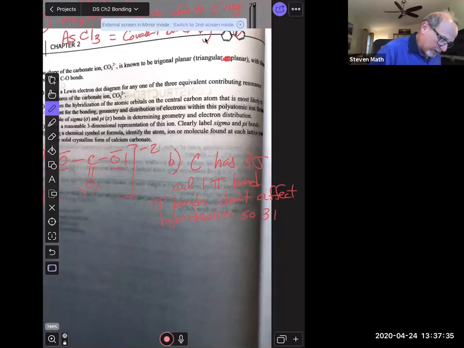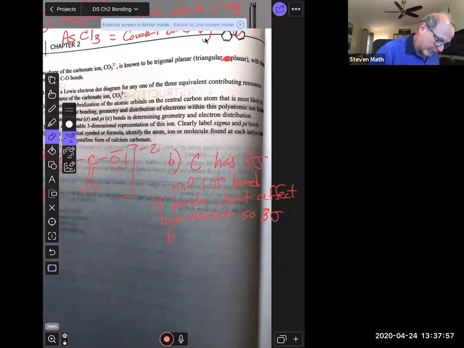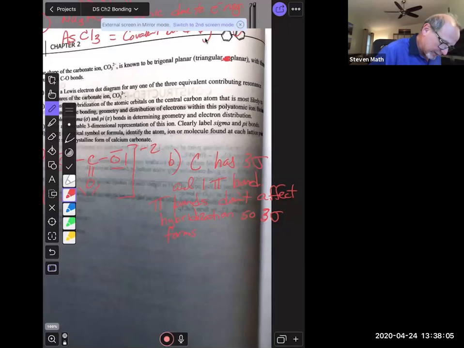So 3 pi bonds, 3 sigma bonds, my apologies. Third time's a charm, 3 sigma bonds. 3 sigma bonds forms an sp2 hybrid.